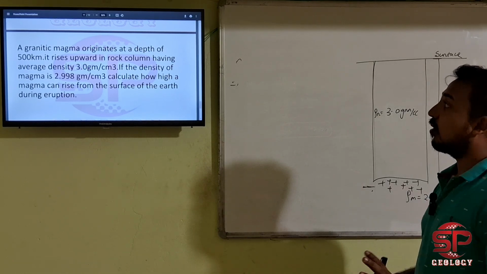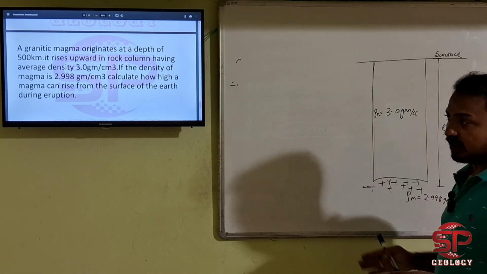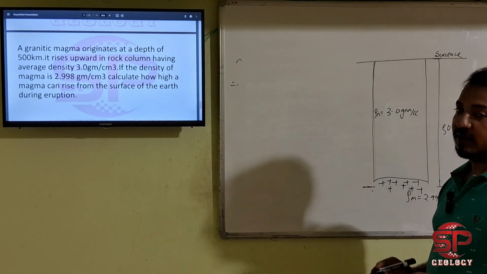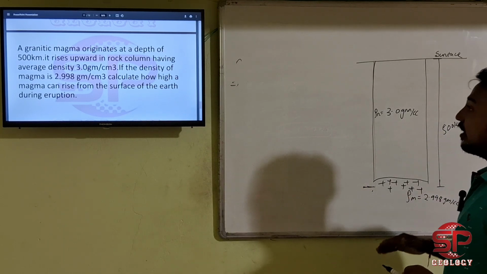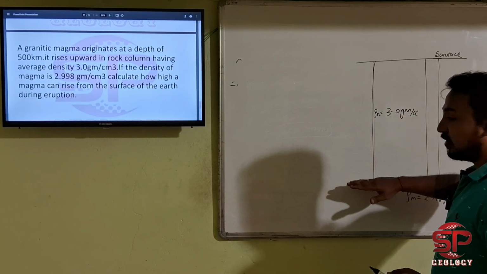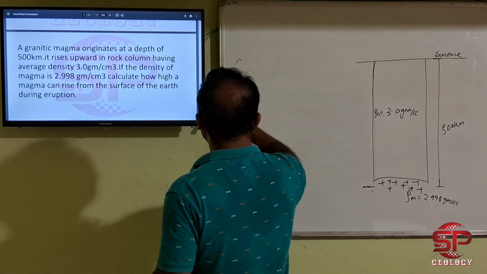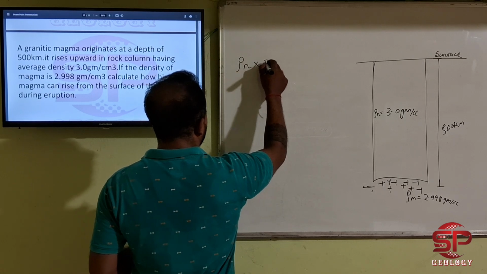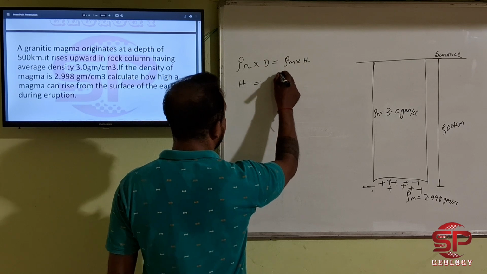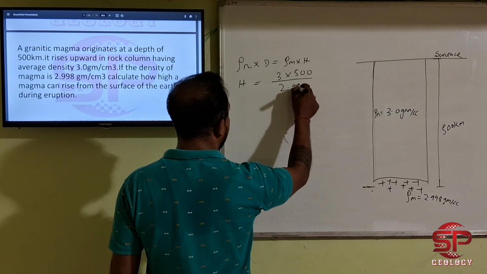So it rises upward through a rock column having an average density given as 3 gram per centimeter cube, and the density of the magma is given as 2.998 gram per centimeter cube. We have to calculate how high it will rise from the surface, not from this depth. So first we have to calculate h. Apply the same formula: rho r into d equals rho m into h. So h will be rho r into d, which is 3 into 500 divided by 2.998.